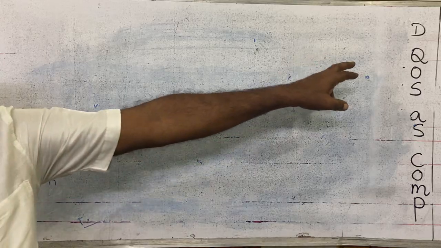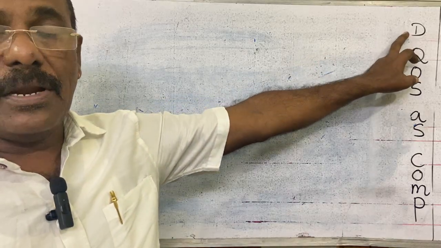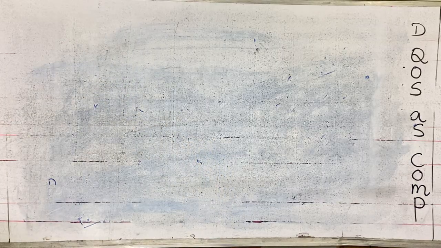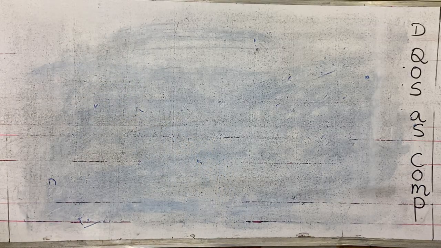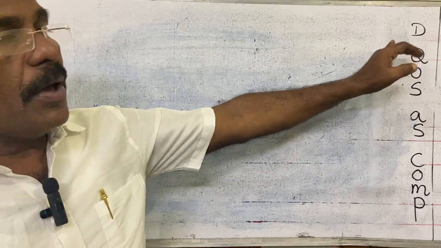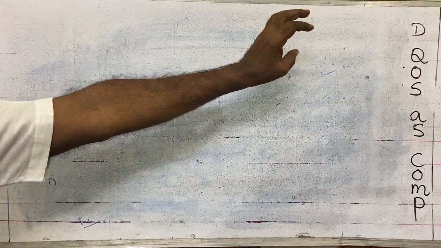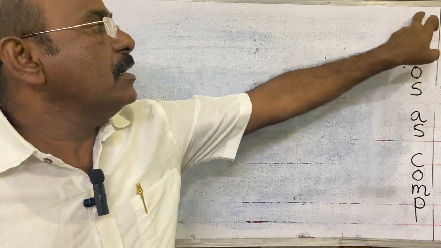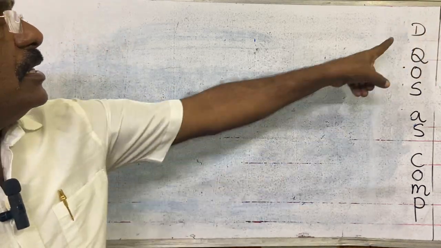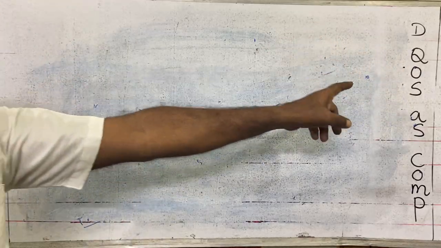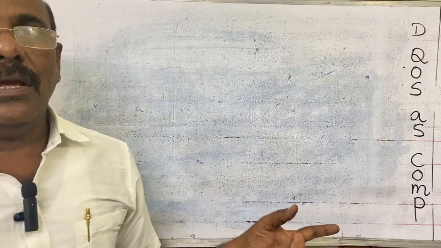D means determiners. Determiners may be adjectives. In the adjectives also you have many kinds of determiners, the articles also, possessive nouns also. So many kinds of adjectives come in this determiner. So this D refers to determiners, whereas Q refers to quantity. What is that quantity? How much it is? Like that, saying about the noun.